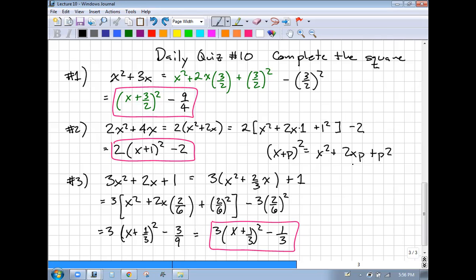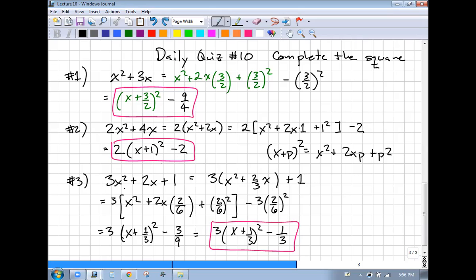So what is the number p? It's got to be 1, right? 1 times 2x is the same thing as 2x, right? So that's the number that I need to add in squared, just the number 1. Right? That makes sense? It's weird looking, right? We write a 1 in there.